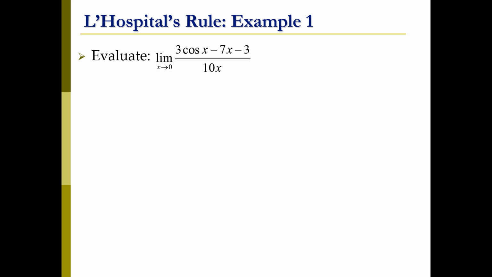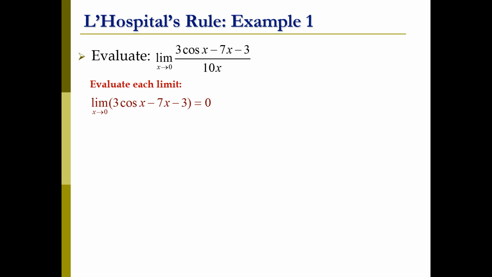Let's say, for example, we have the following. Find the limit as x approaches 0 of 3 cosine of x minus 7x minus 3, all over 10x. Of course, since this is a limit, the first thing we should probably do is try direct substitution. 3 times cosine of 0, which is 1, is 3, minus 7 times 0 is 0, minus 3. So in the numerator, we end up with 3 minus 3, which of course is 0. In the denominator, the limit as x approaches 0 of 10x is also 0.